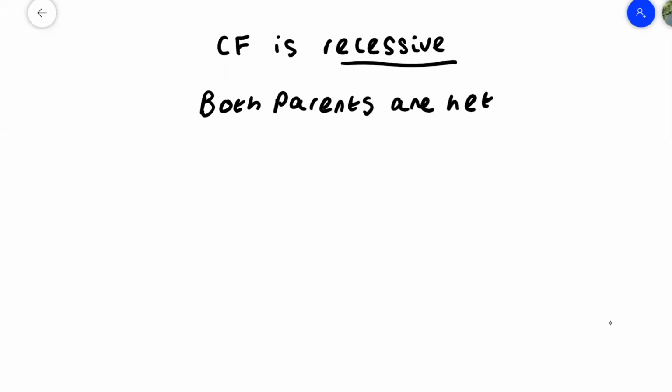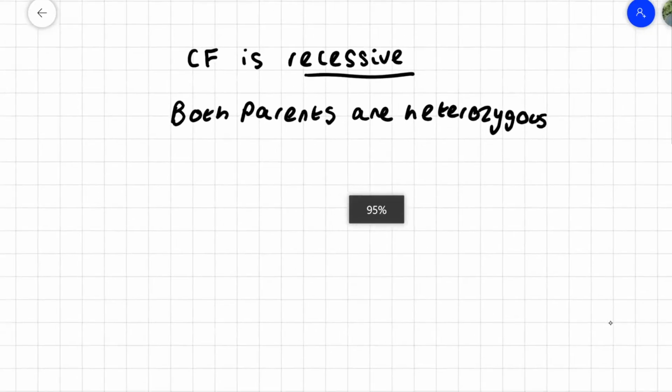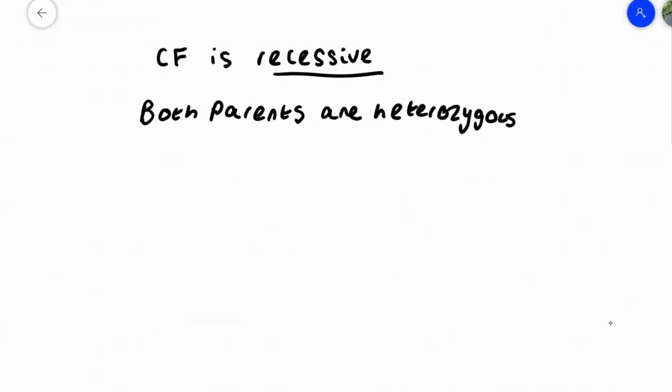Yeah, so both parents are heterozygous. And we're going to represent the different alleles by the letter A. So we know that cystic fibrosis is recessive, and therefore you would need 2 lowercase a's for it to be expressed.